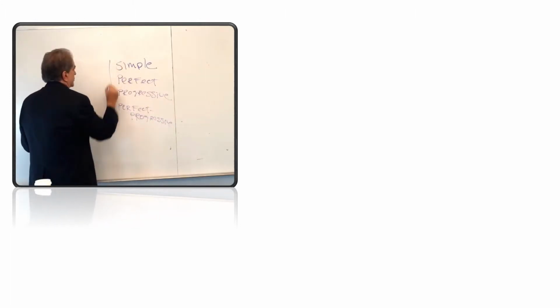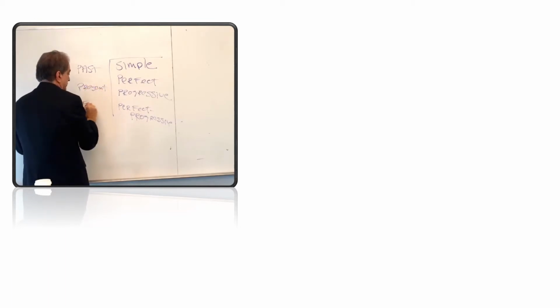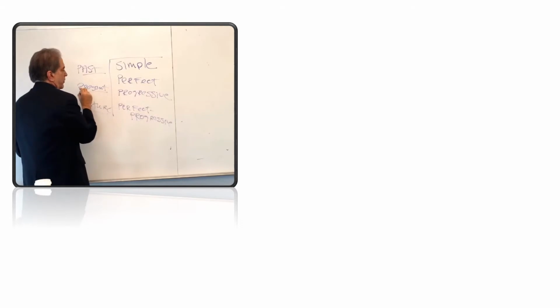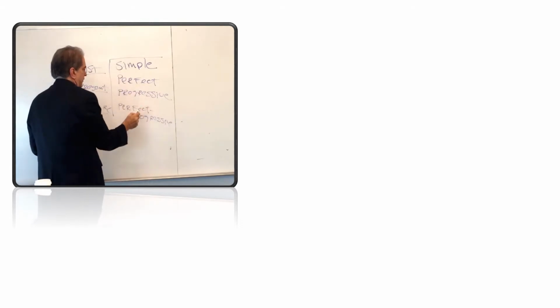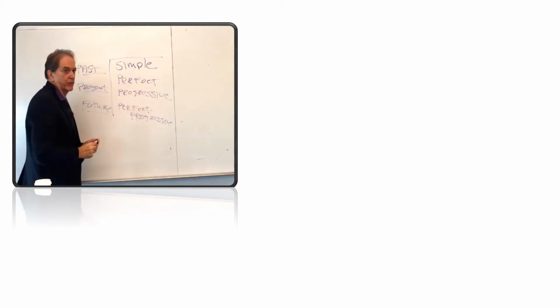But we're going to create a database of past, present, and future. So in our discussion of verbs, we have past, simple, perfect, progressive, and perfect progressive. We have present, simple, perfect, progressive, and perfect progressive. We have future, simple, perfect, progressive, and perfect progressive.